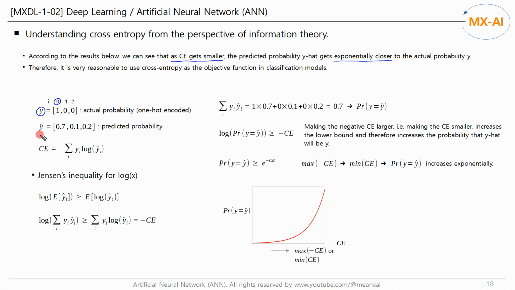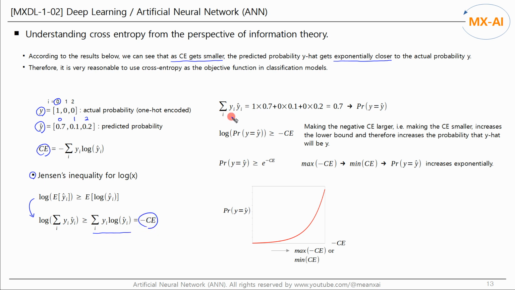And let's say the predicted probability is like this. This means that there is a 70% chance that y is class 0, a 10% chance that it is class 1, and a 20% chance that it is class 2. And the cross entropy defined on the previous page is like this. Meanwhile, Jensen's inequality for log of x looks like this. This inequality can be written as follows. The right-hand side is the negative cross entropy.